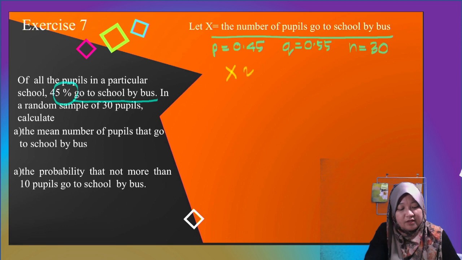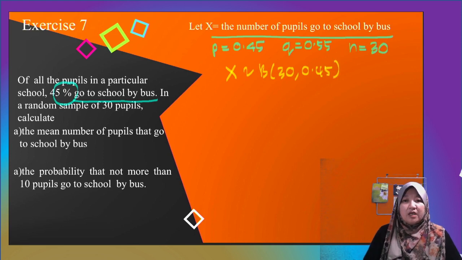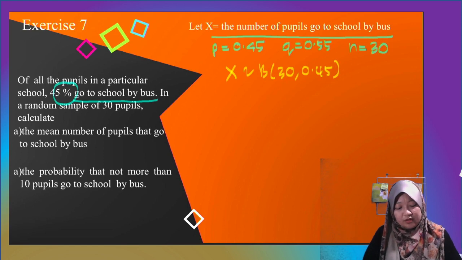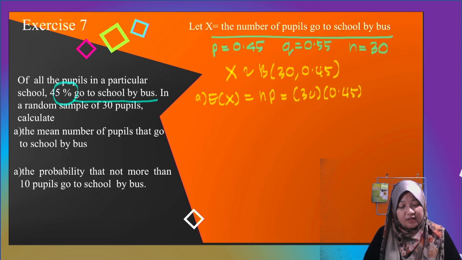Okay, X distribute binomial, saya tulis mula 30, 0.45. Okay, soalan dia mean number of people. So, mean adalah EX. So, EX is NP. So, N is 30, P is 0.45. Then, the expected is 13.5.